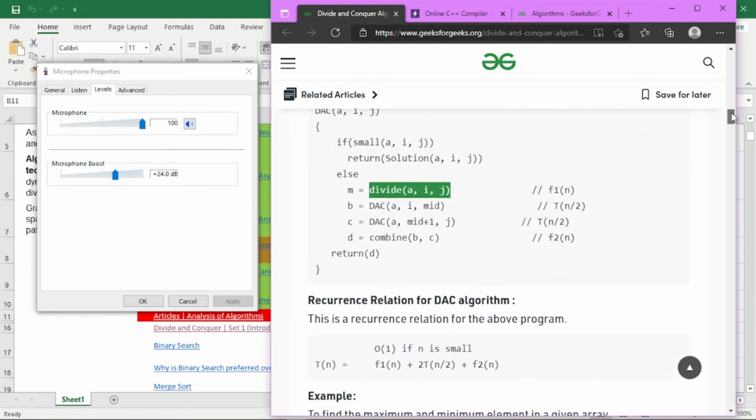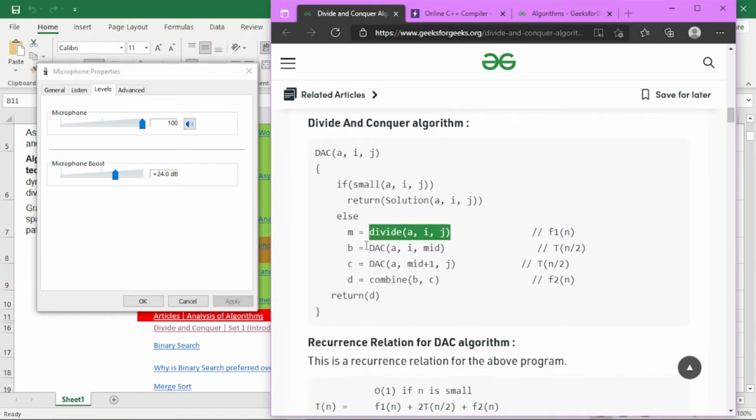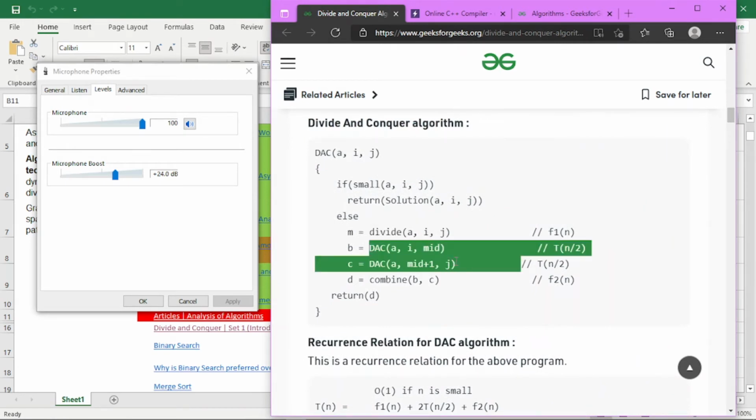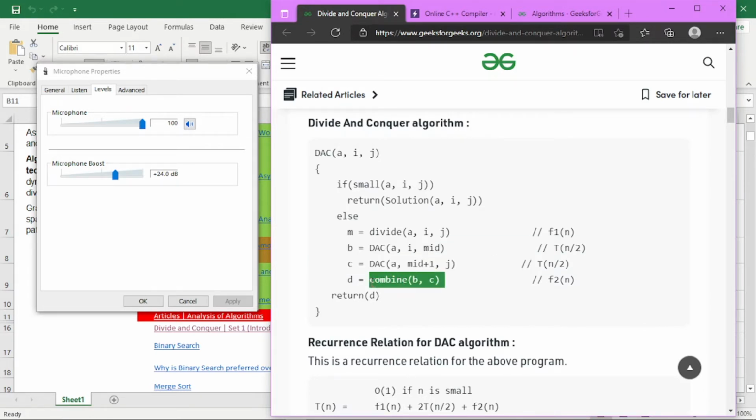So first we will divide, then conquer, where we have to solve those sub problems, and then combine the sub problems, and return the final answer.